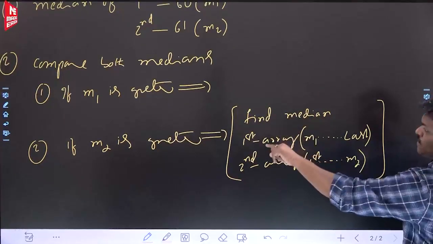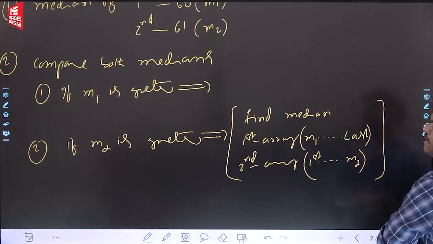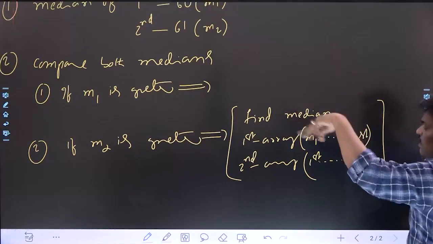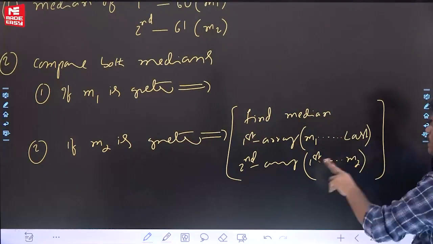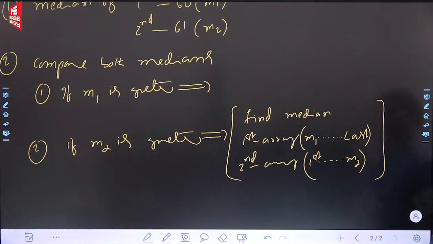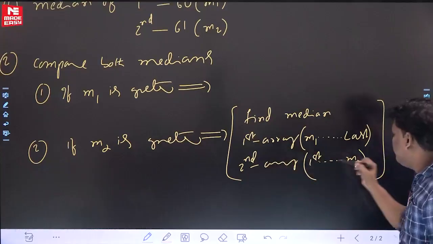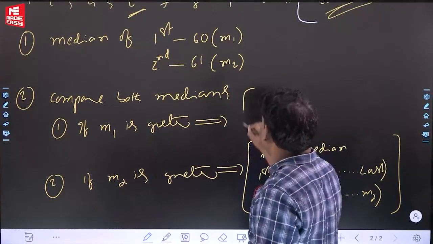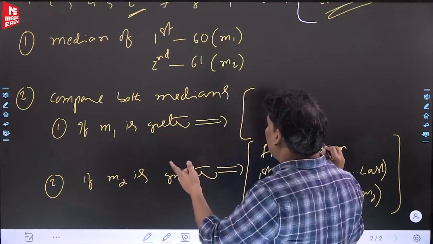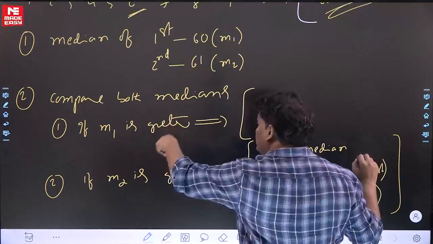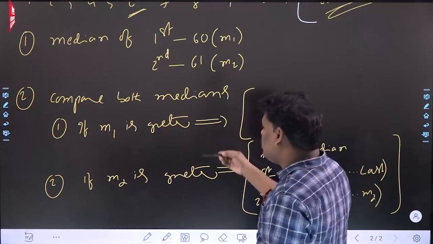Compare both the medians. If M2 is greater, that indicates that definitely in the union array the median should be there, in the first array second half, or in the second array first half. Suppose M1 is bigger. What is the meaning? I am repeating once again. Comparing M1 and M2, M1 is bigger means M2 people are smaller.